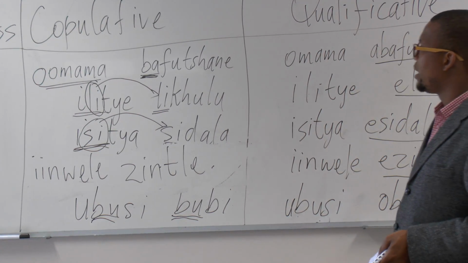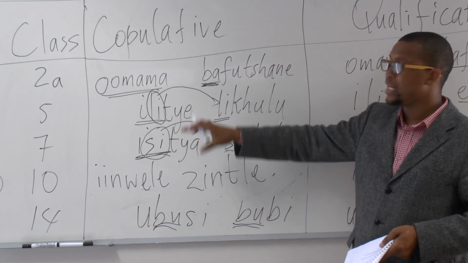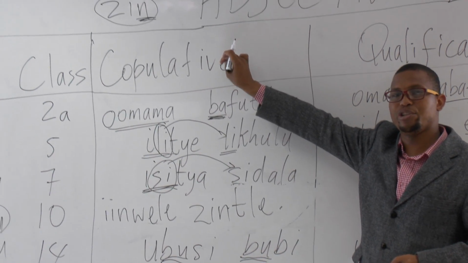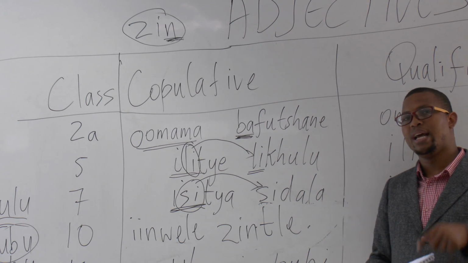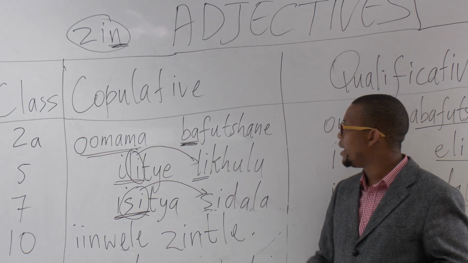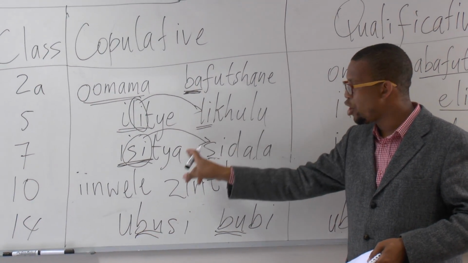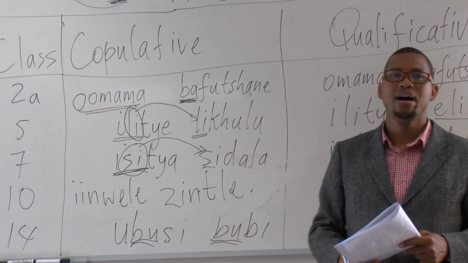These examples given this side are when you have used an adjective as a copulative, which means that in that case you've used an adjective to mean is, are, or am. And these parts show that this is a copulative: is, are, or am.